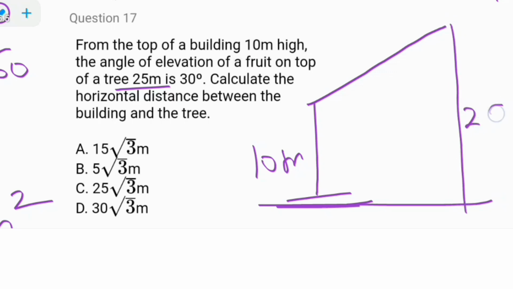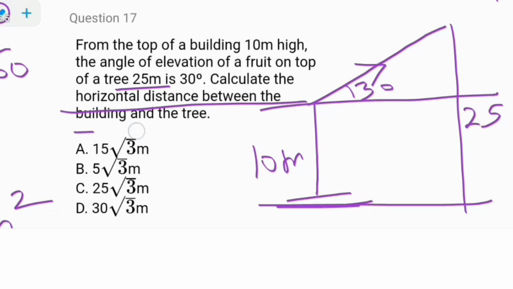That means here will be 25. And the person is looking at the tree. This is the line of his eyesight. Then this is the horizontal line here. So the angle here, we are told that is 30. So you have to calculate the horizontal distance between the building and the tree. So this is the building here. This is the tree here. This whole height is the tree.